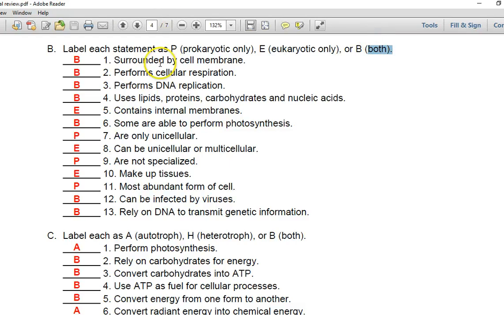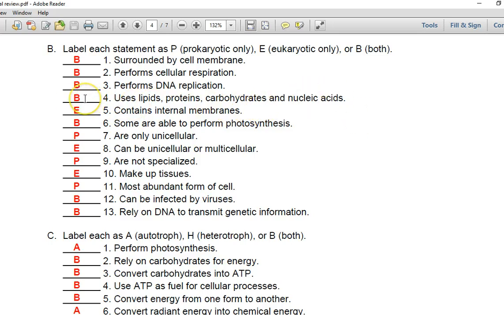So surrounded by a cell membrane, all cells, B. Perform cellular respiration. All living things have some sort of cellular respiration. Perform DNA replication. All living organisms have to replicate their DNA in order to make the next generation of cells, whether that be growth and repair in multicellular organisms or reproduction in unicellular organisms. Number 4, use lipids, proteins, carbohydrates, and nucleic acids.